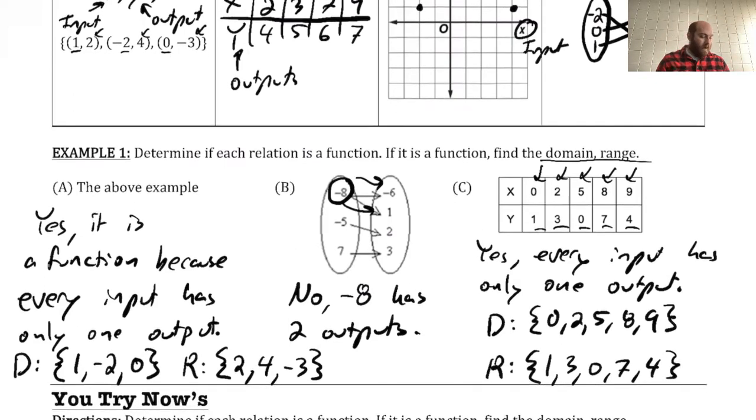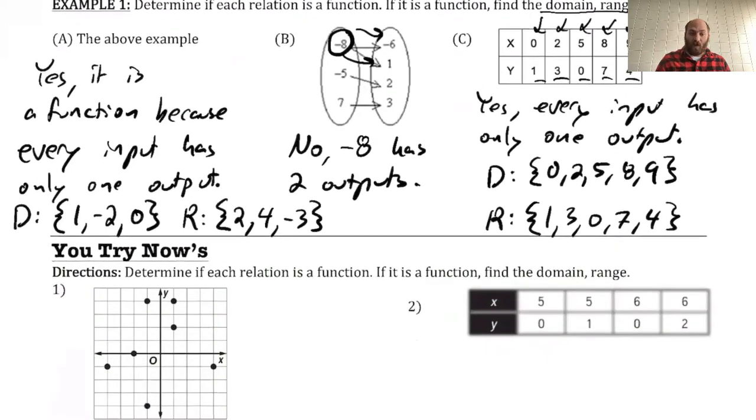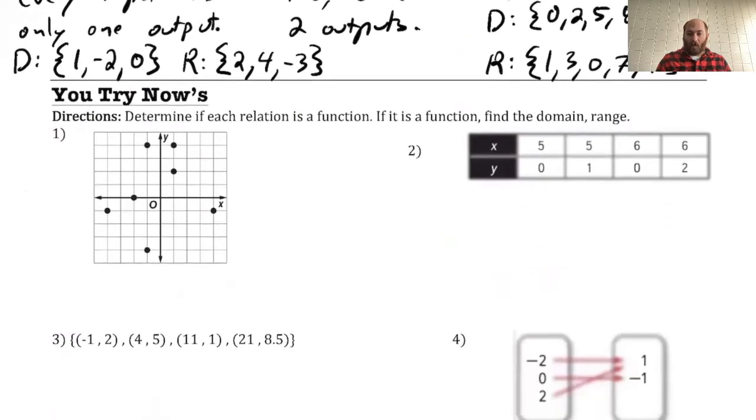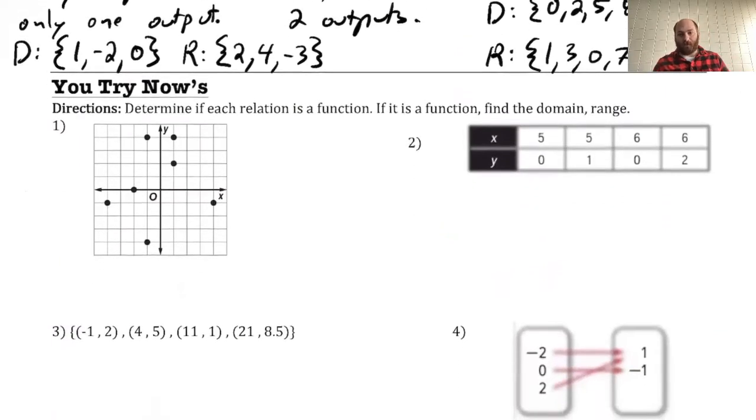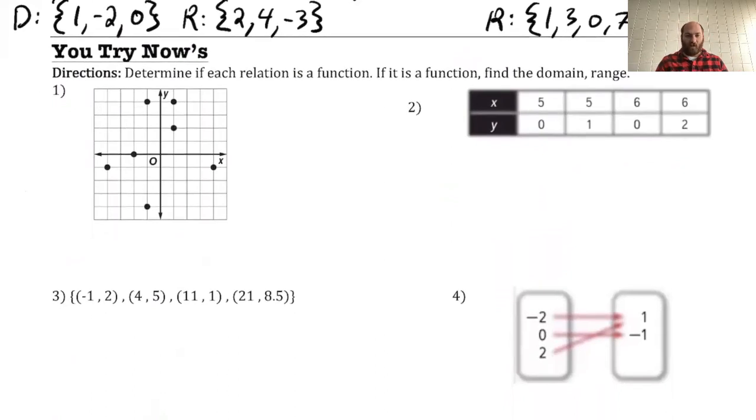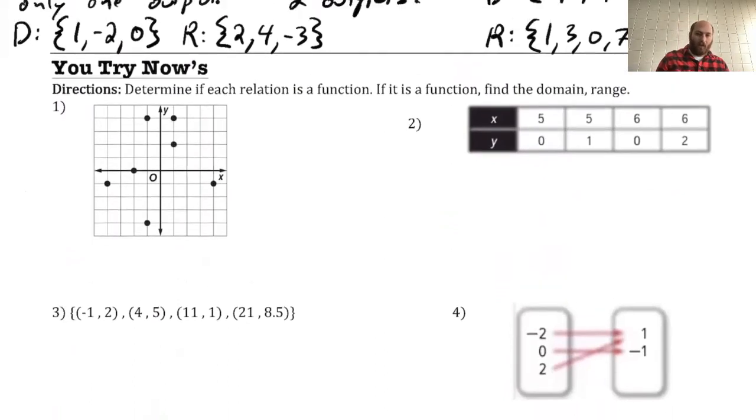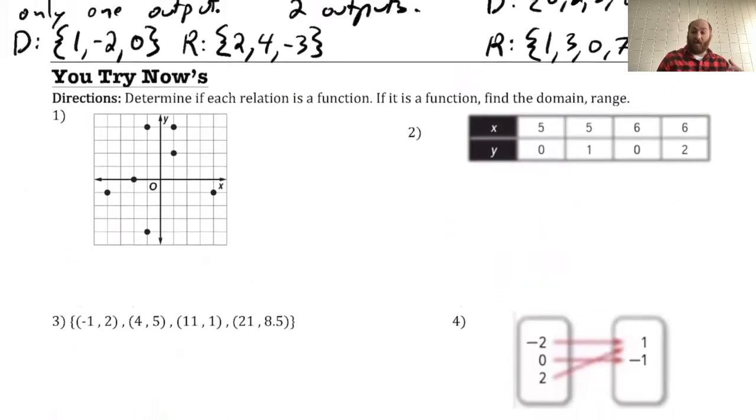Okay, I'm going to let you try some You Try Now problems. Actually, let me talk about two of them. In number 1, this is where the vertical line test comes in. Might as well show it because we didn't do an example of that together. To determine if this graph, which is a relation, is also a function, we do what's called the vertical line test.